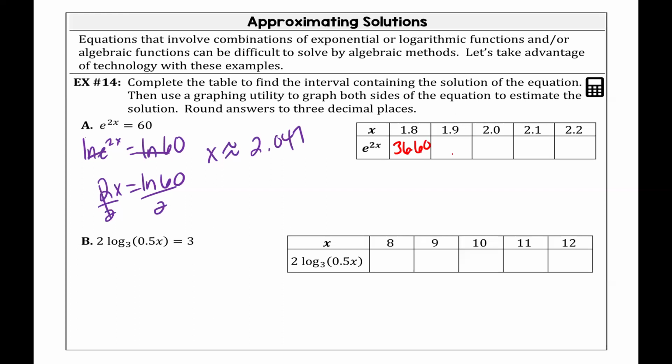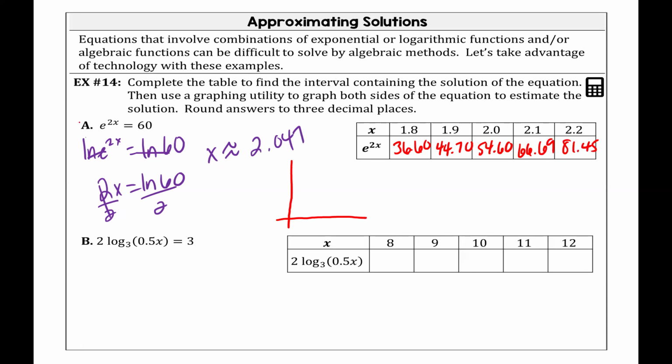36.60. We would have 44.70, 54.60, 66.69, and 81.45. Okay. The other option with technology is to use your graphing tool.